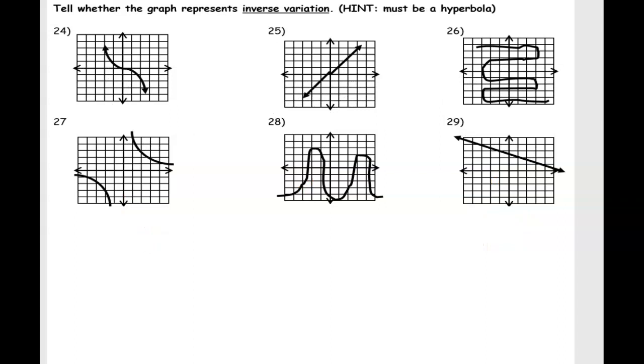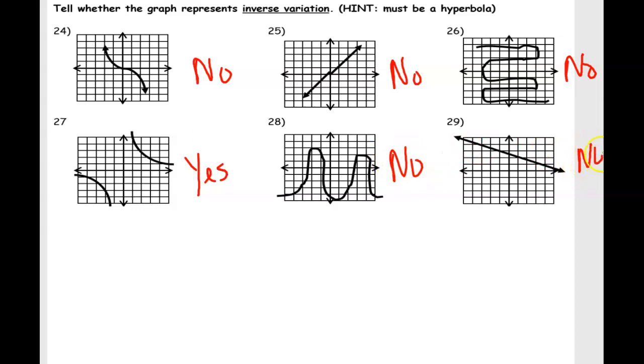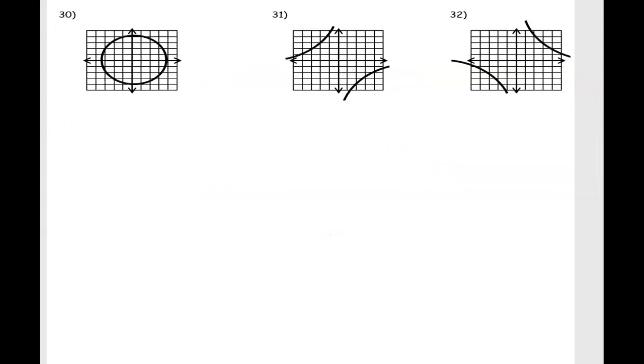Now an inverse variation, remember, it has to be a hyperbola. So immediately we can look at this and say, no, that's not a hyperbola. Nope, nope. Here we go, here's a hyperbola. So you're going to have the two curves in the two different quadrants. This one would be no, and this one would be no. Now you can try the next three. If we look at the circle, we're going to say no. This one we're going to say yes. We've got a hyperbola, and we have another hyperbola.